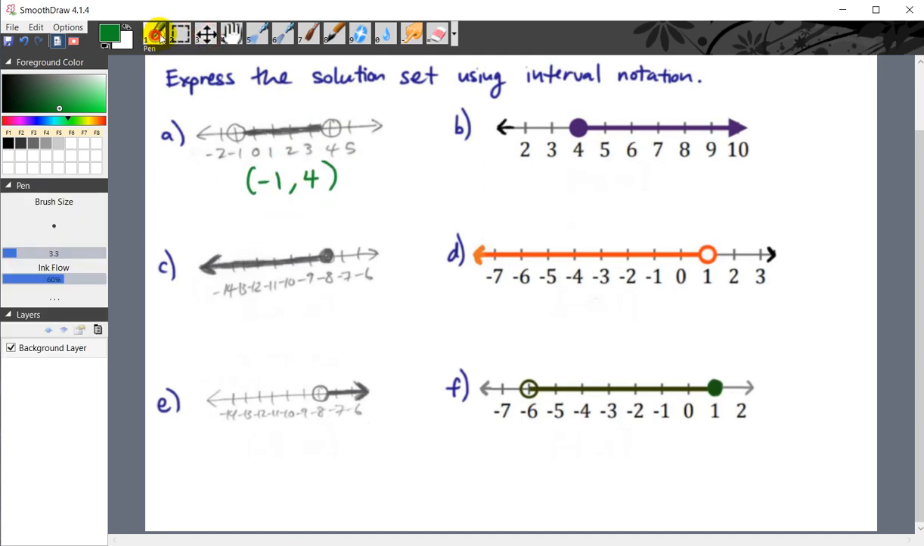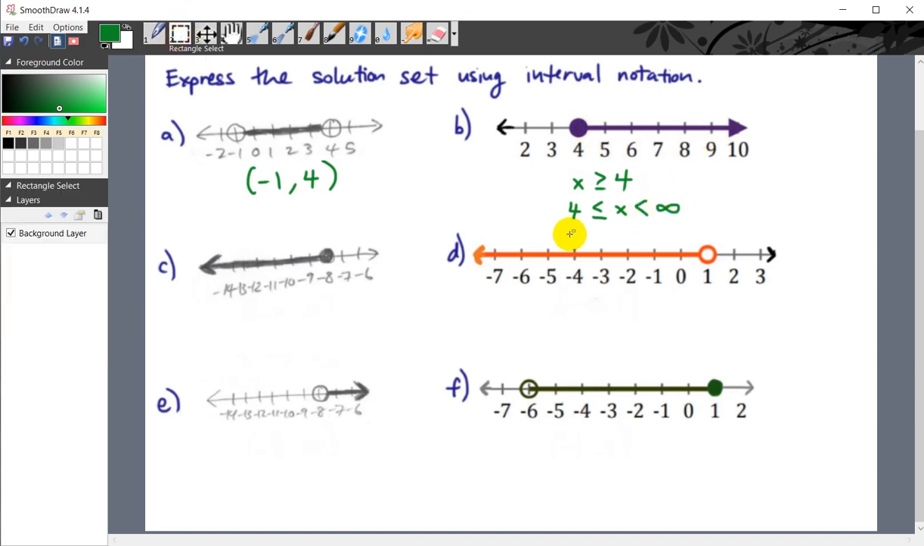Okay. This one, letter B. What I see in this case is x is greater than or equal to 4. Since x is greater than or equal to 4, we can actually flip this around, right? This is 4 is less than or equal to x. But then we also see the numbers here are going off to a positive number. They're going off to positive infinity, right? So that's another way that we can represent this.